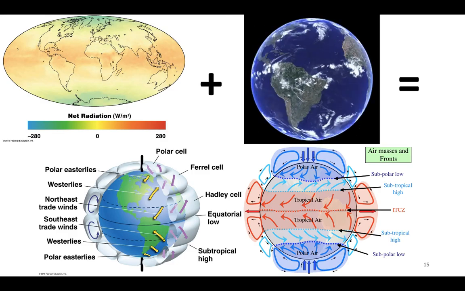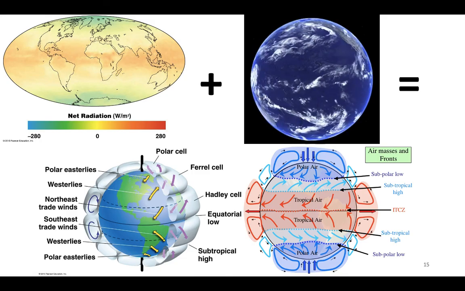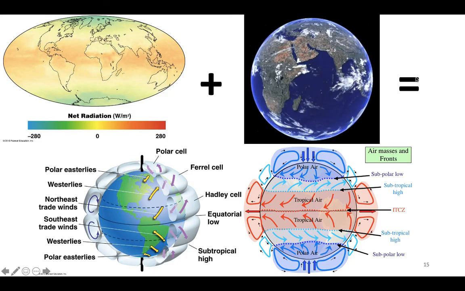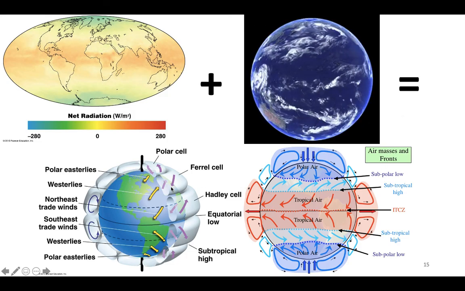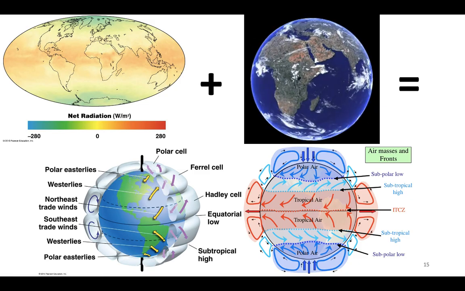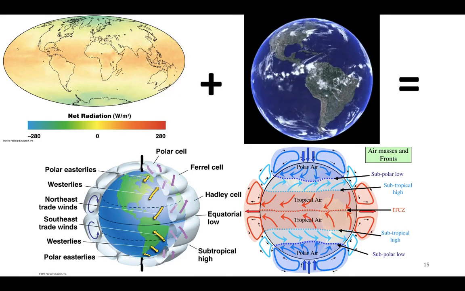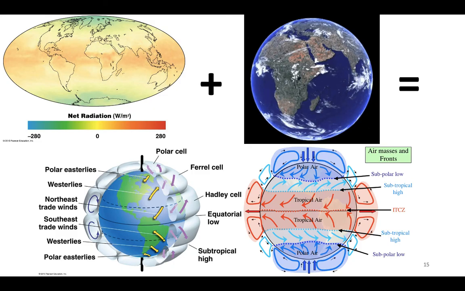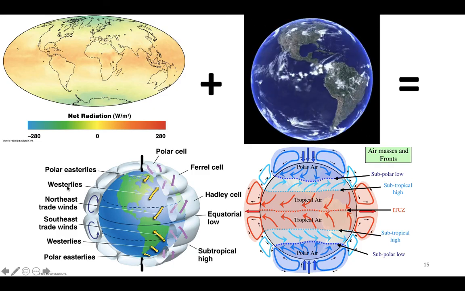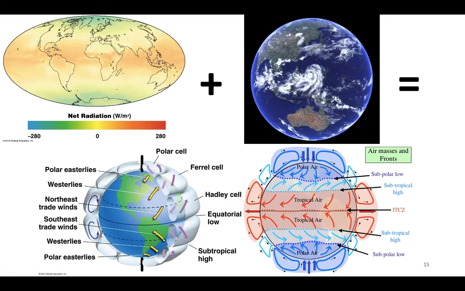So, in summary, we've got the net radiation plus the spin and tilt of the axis of the Earth in relation to the sun. All the things I just talked about, the tilt of the Earth, the rotation of the Earth on its axis, the movement of the Earth around the sun within a year, and how each part of the globe is exposed to that net radiation, are then going to result in these air masses that form across the Earth.